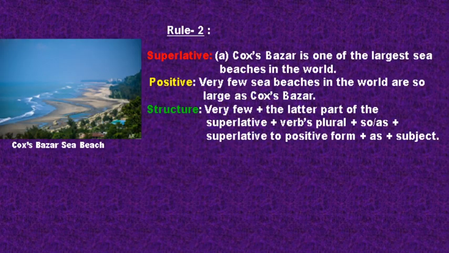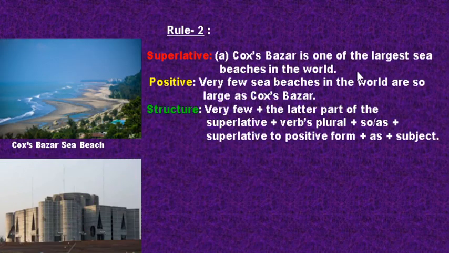Rule 2. Cox's Bazar is one of the largest sea beaches in the world. If you see or observe one of the, then your rules will be changed. How will you change a sentence with one of the? Let's look at our structure. When you turn it into positive, you have to use very few. So I have used very few.